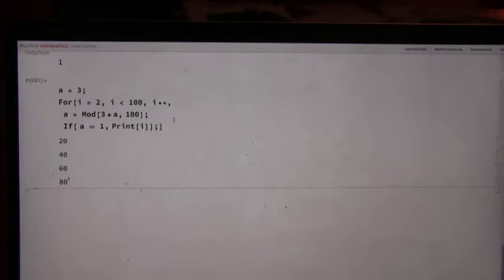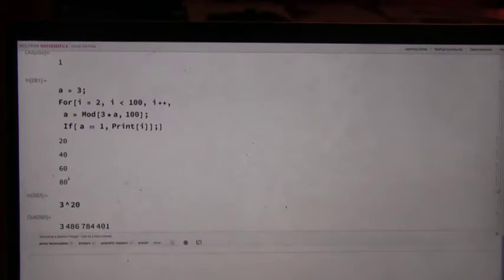Okay, so it looks like it turns out that the powers of 3 that end in 1 mod 100 are the multiples of 20. So 3 to the 20th turns out to be 01. I can't tell if that's on the screen or not, but it's my finger. Yeah, there it is. So 3 to the 20th.